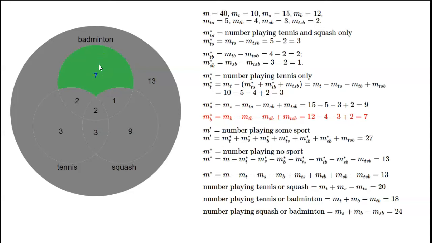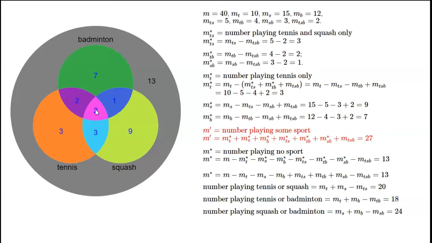Okay. So now we can work out the number of people who play some sport. Okay, so that's the total number of people in all these inner regions of the Venn diagram. So we've got 7, 3 and 9 on the outside, and 1, 2 and 3 and 2, and you put all that together, you find you get 27.